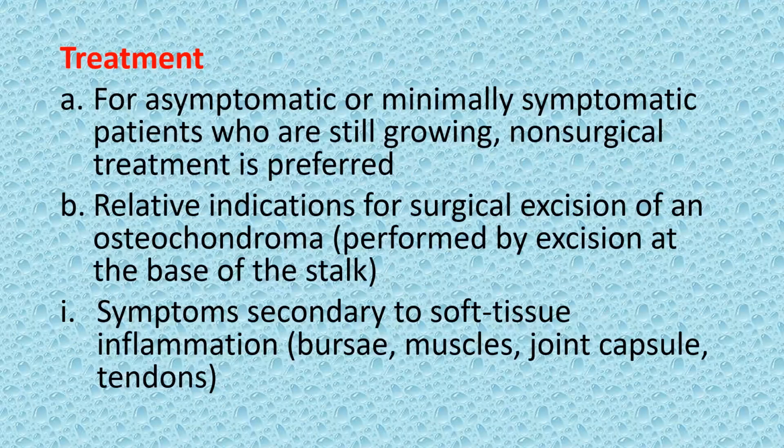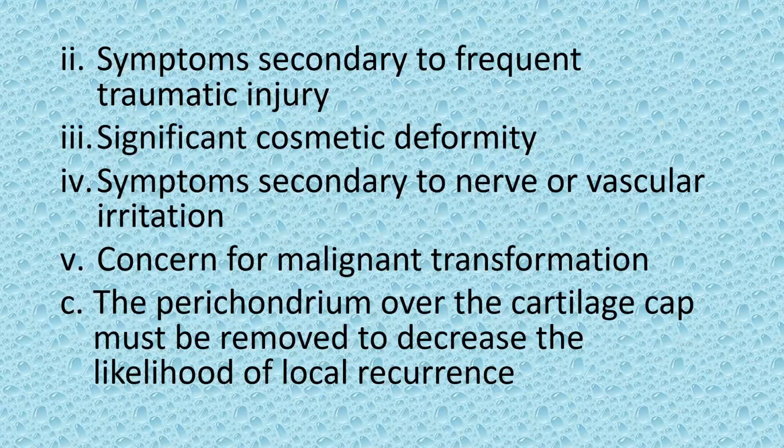For asymptomatic or minimally symptomatic patients who are still growing, non-surgical treatment is preferred. Please keep this in mind. Relative indications for surgical excision of an osteochondroma, performed by excision of the base of the stalk: symptoms secondary to soft tissue inflammation, bursae, muscles, joint capsule, and tendons; symptoms secondary to frequent traumatic injury; significant cosmetic deformity; symptoms secondary to nerve or vascular irritation; concern for malignant transformation.